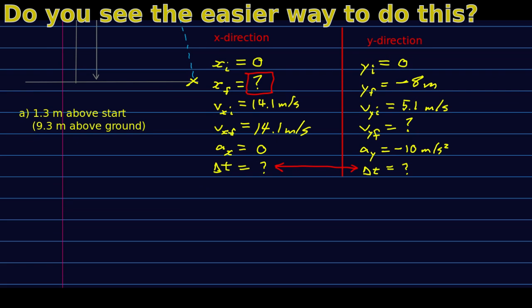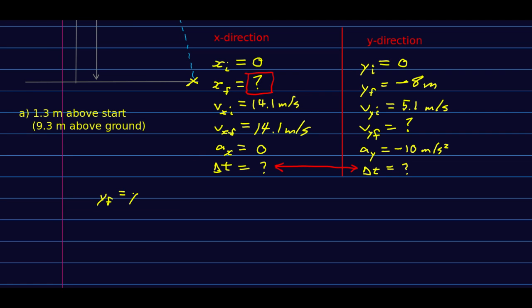So let me write out equation 2 as we're going to use it. We're going to say yf is yi plus vyi delta t plus a half ay delta t squared. Okay, and I can slightly simplify that because yi is 0. And if you look at that, you're going to realize that that's a quadratic. So I'm going to pause the video and solve for delta t. You should try to do the same.